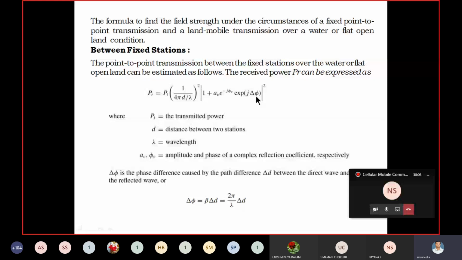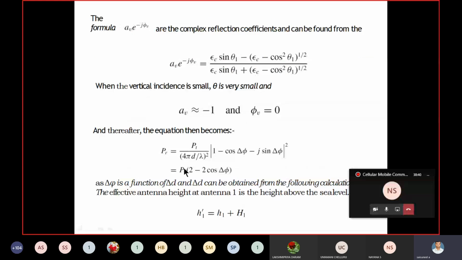To simplify this, we assume the total term PT by (4 pi d by lambda) squared equals P naught. We replace the total term with P naught, multiplied by 2 minus 2 cos delta phi. Simplifying this, as discussed yesterday, we get P naught into 2 minus 2 cos delta phi.